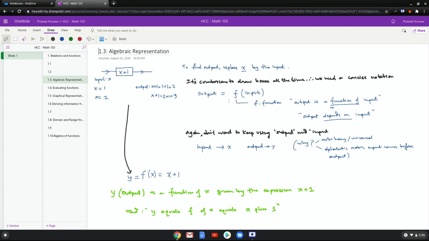Okay. Now it's cumbersome to draw boxes all the time, so we need a concise notation. That concise notation can be seen as the output equals f of input, where f stands for function. So output is a function of input, or output depends on input. Again, we don't want to keep using the words output and input, so we say let's use the variable name x for input and the variable name y for output.